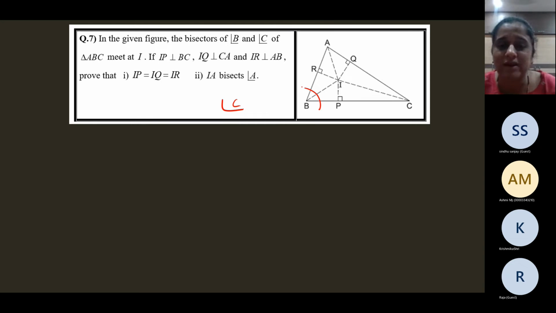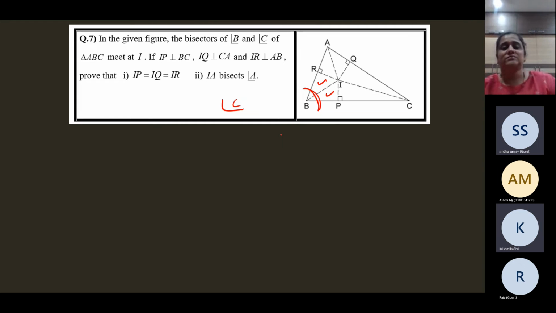Now angle B is bisected is given, right? So which two triangles should you take? Ma'am, triangle IRB and triangle IBD, ma'am. Yeah, when you take these two triangles, what can you prove? Finally, what can you prove? What is equal to what? IR is equal to IP, ma'am. IR is equal to IP. We already proved that IP is equal to IQ. Now, using these two triangles, you can prove that IP is equal to IR.